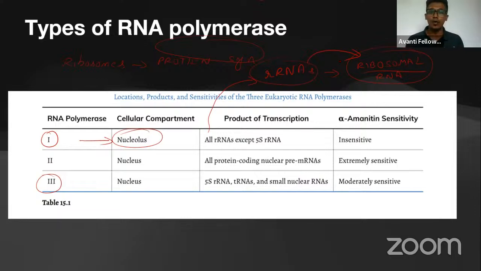It's very curious. Okay. So now what it is doing, RNA polymerase 1 is found in the nucleus. It produces all rRNAs. What is rRNA? It is ribosomal RNA. What is the function of ribosomal RNA? Guys, I told you, ribosomes have subunits. You see? So what do they do?